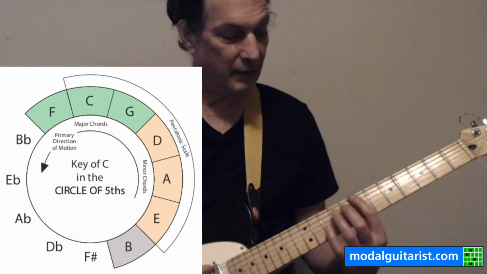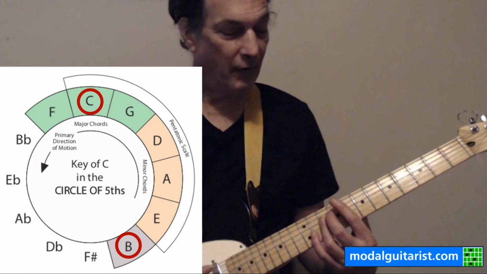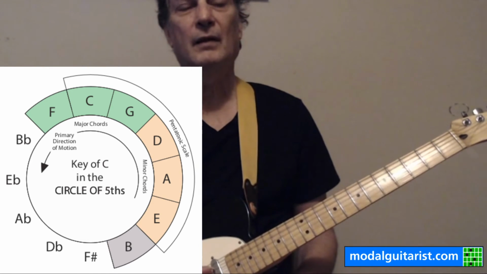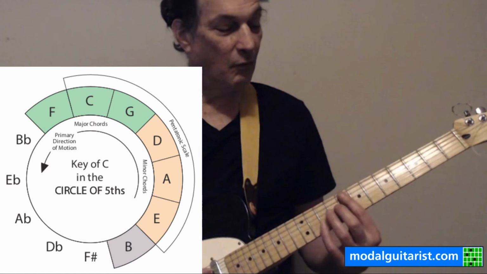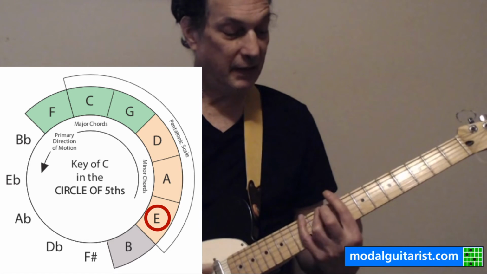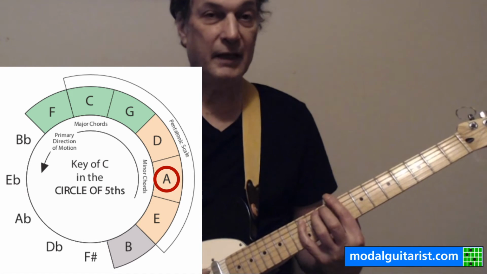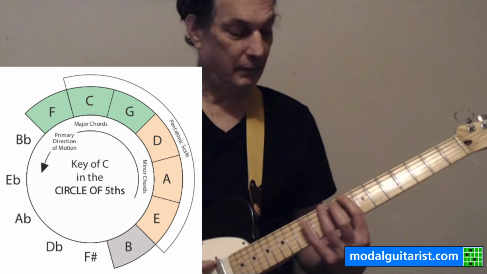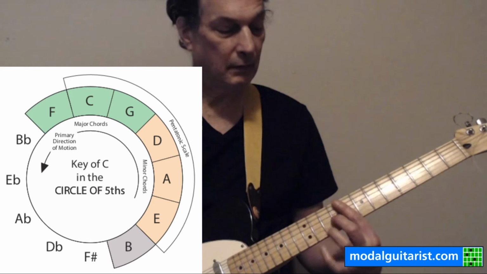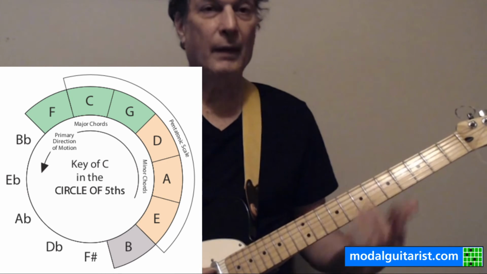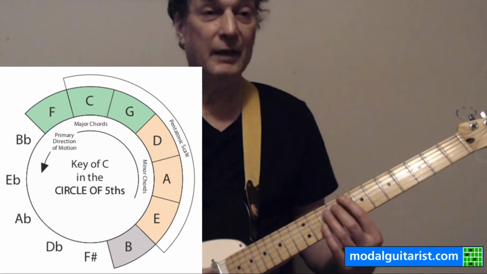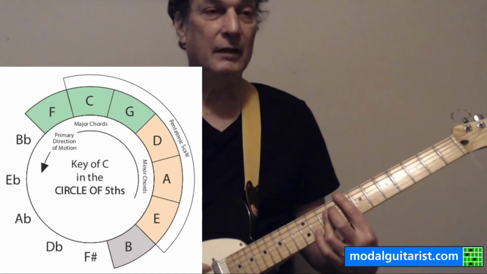From B to C is a half step. From E to F is a half step. If we leave off those 2 on the ends there, what we're left with is the pentatonic scale. C, D, E, G, A, 5 notes, pentatonic. Now, C is our tone center, like I said before. You got F and G on either side of it.